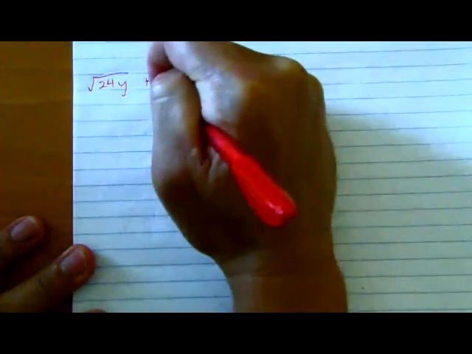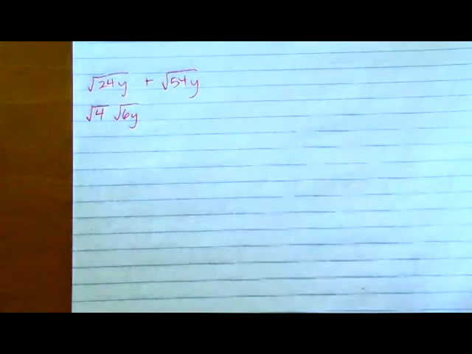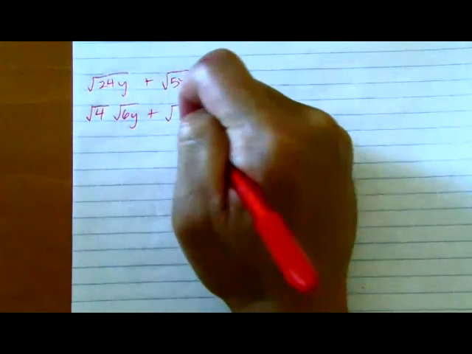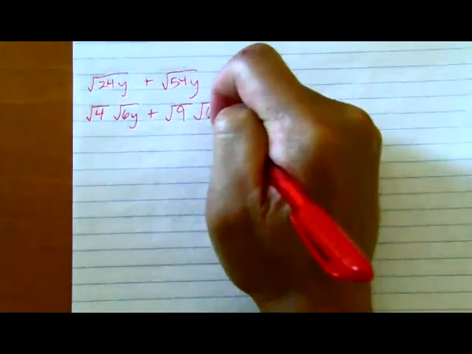Radical 24y plus radical 54y. Okay, so radicals don't match, so we can't add them. They're not like terms. But maybe we can simplify. Let's split this up. 4 and 6y, plus, how can we split the 54? 9 and 6y.